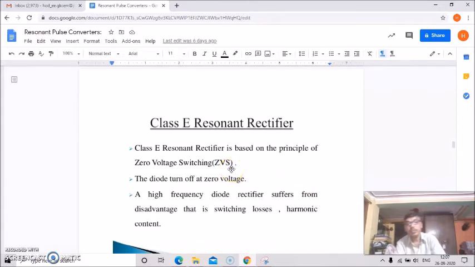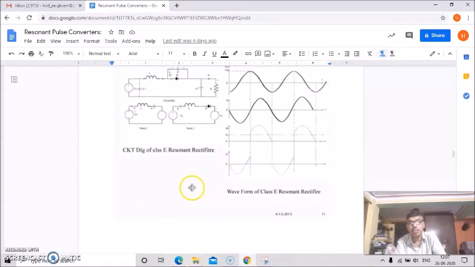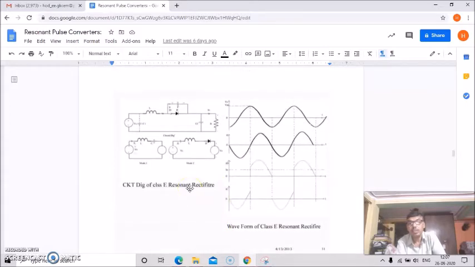The class E resonant rectifier is based on the principle of zero voltage switching, ZVS, so the diode turns off at 0 voltage. A high frequency diode rectifier suffers from disadvantages, namely switching losses, harmonic content, etc. So this is the class E resonant rectifier circuit. This is for mode 1, and this is for mode 2. Okay, and these are the waveforms of the class E resonant rectifier process.